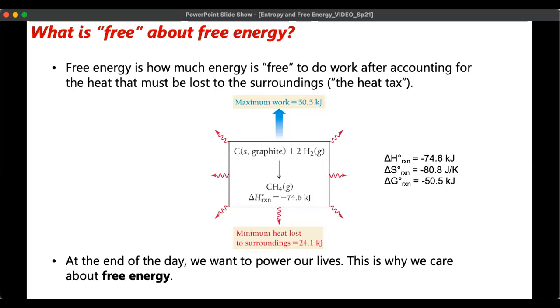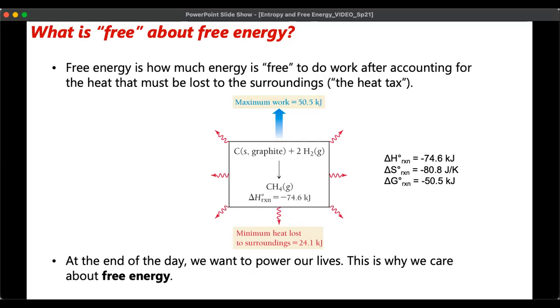So this example in the middle of the slide is carbon in the form of graphite, or like coal, plus hydrogen gas to give you methane. And the delta H of reaction here is negative 74.6. The delta S of reaction is negative 80.8, and that's in joules per Kelvin. So remember, we multiply that by temperature. Our delta G of reaction at room temperature is negative 50.5.